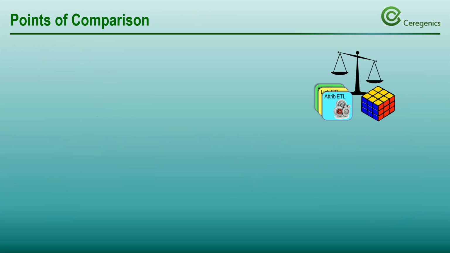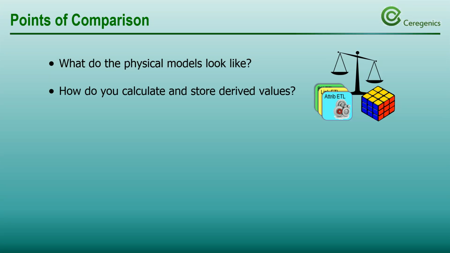Further points of comparison will dig deeper into the impact that these 2 approaches will have upon both the IT activities needed to deliver a business intelligence system and also the overall life cycle of that application. To assess these impacts, we would want to ask questions such as these. What do the physical models for each of these approaches look like? How do you calculate and store derived values? What about performance and platform considerations?